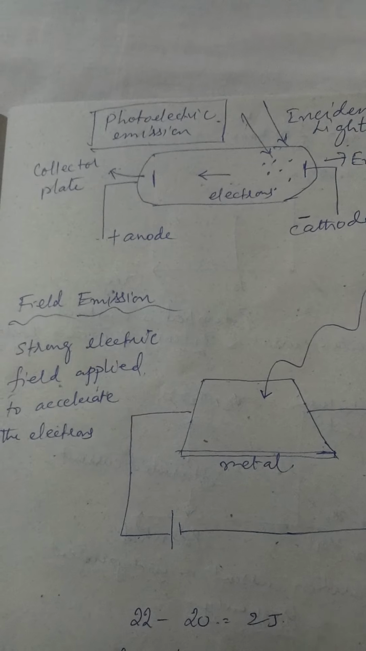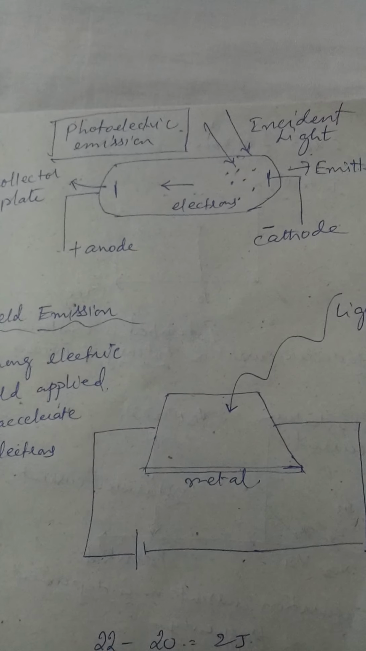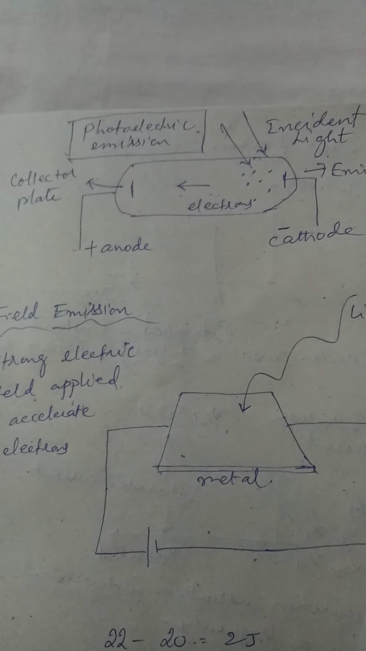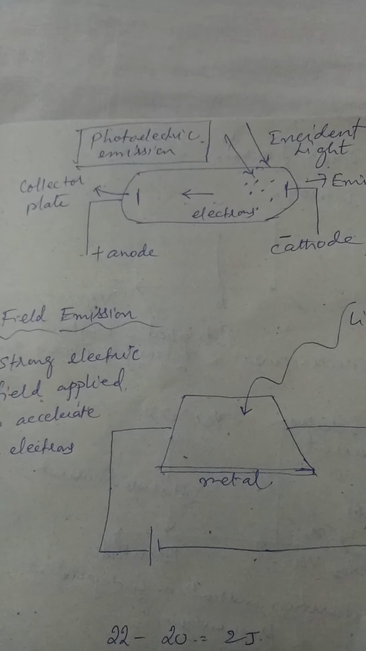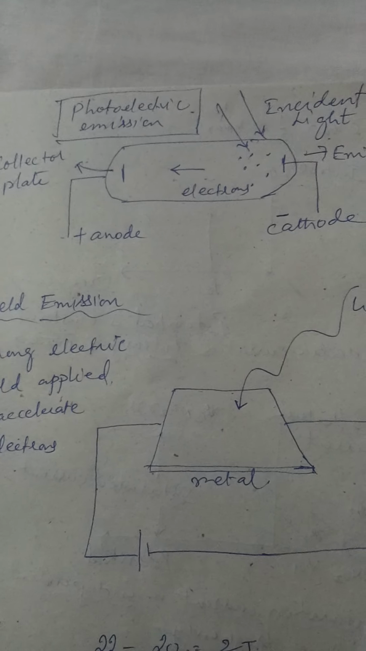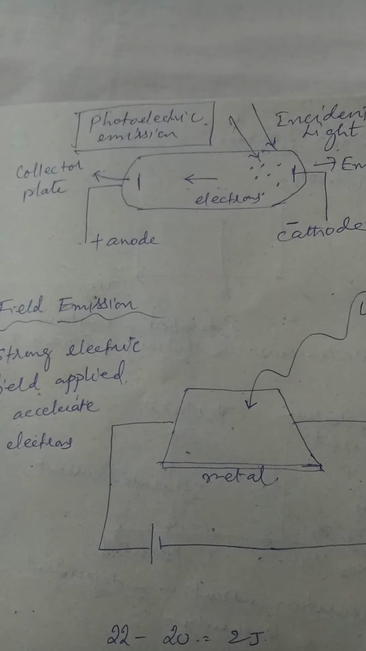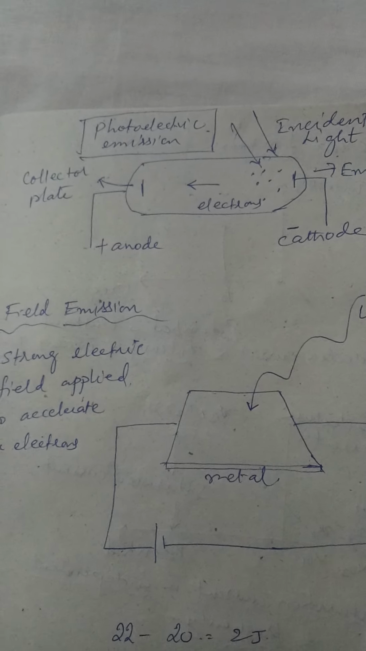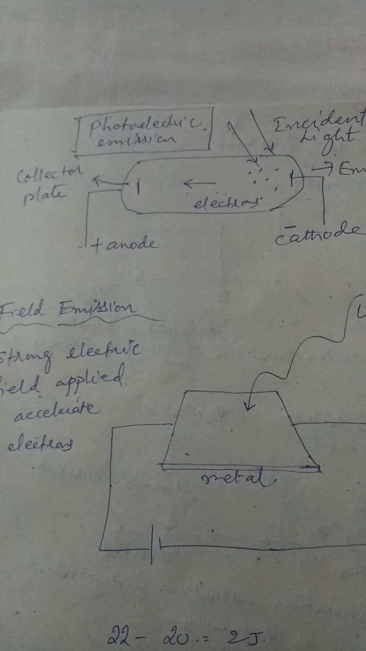Suppose it is a DC circuit, a direct current circuit. What will you do? You will simply remove the battery. The flow of electrons will stop. But here the process is not so easy. Here what is happening is, this is happening automatically, isn't it?